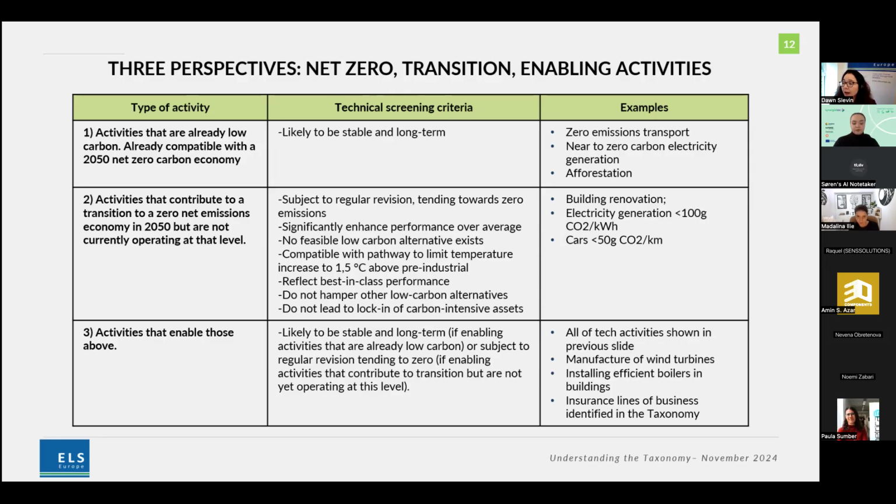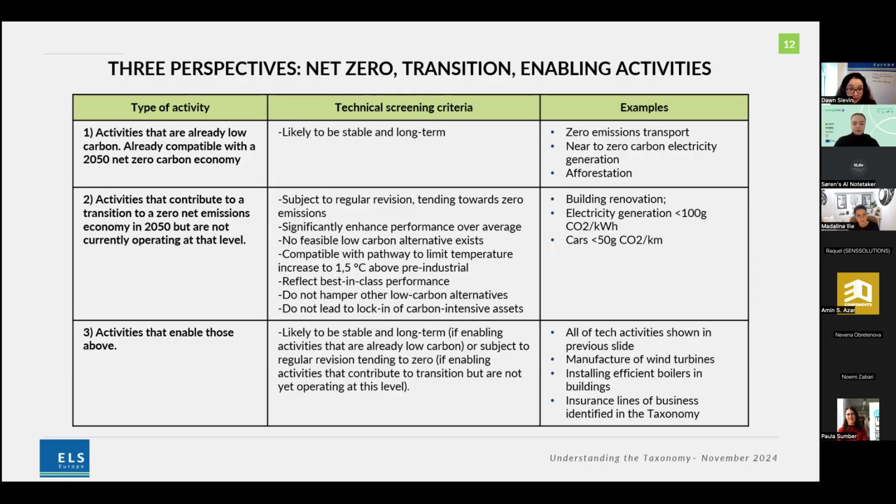So the taxonomy itself has created 3 types of activities in the climate mitigation area. Those that already contribute to low carbon, and these activities include zero emissions transport, renewable energies like solar and wind, and these are likely to be stable and long term. And then there are transition activities, and these are subject to regular revision. In the taxonomy, it states that these will be reviewed, usually a 3 to 5 year revision process. And these significantly enhance the overall performance of an activity. They must have no feasible low carbon alternative in the market, but they do reflect best in class performance.